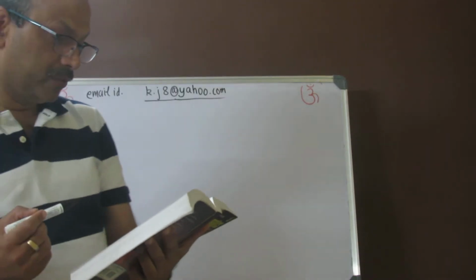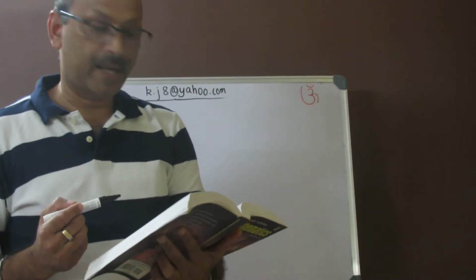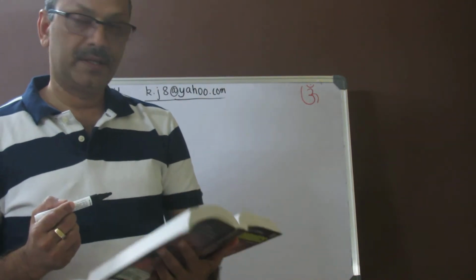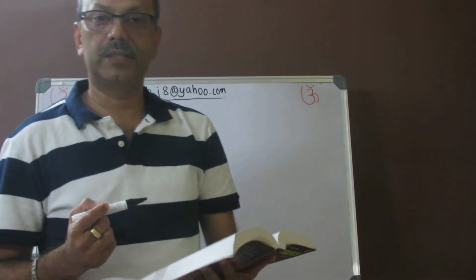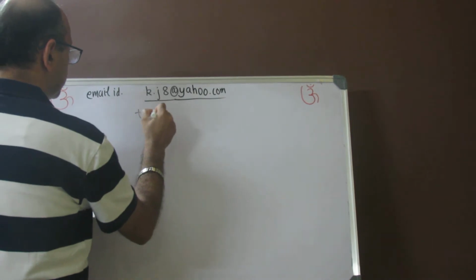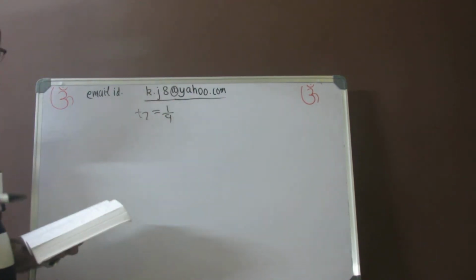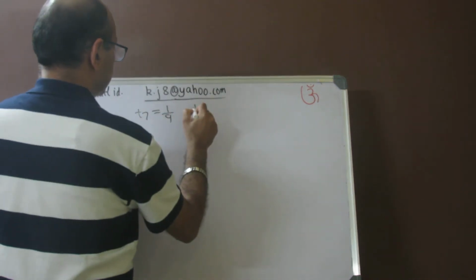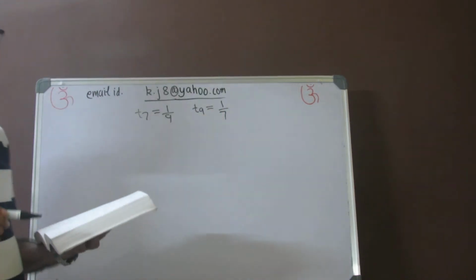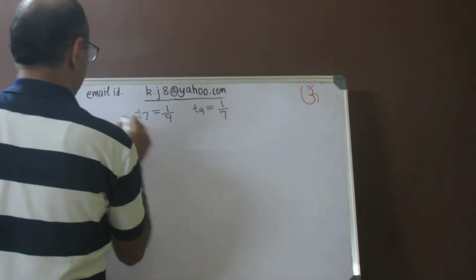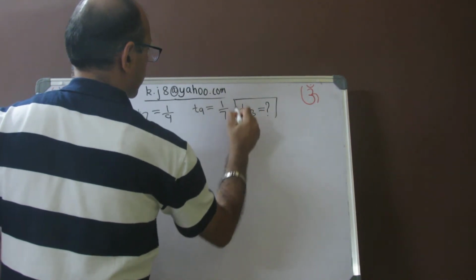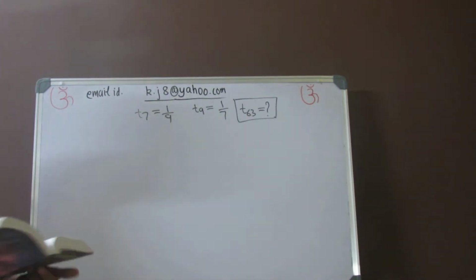So if the seventh term of an AP is 1 by 9 and its ninth term is 1 by 7, find its 63rd term. The question is: 7th term T7 equals 1 by 9, ninth term T9 equals 1 by 7. We are asked to find T63. What would be its 63rd term?